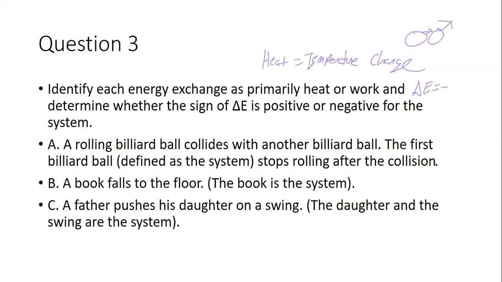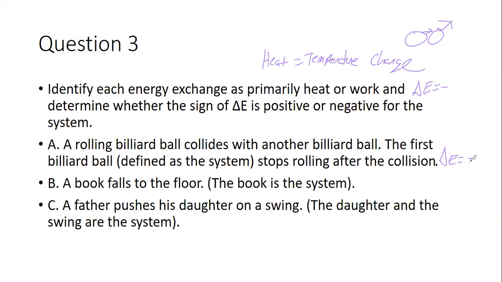Okay, a book falls to the floor, same thing, work. I'm not changing the temperature. If I'm the book, I'm not changing temperature as I move toward the floor. So that is work, and delta E is negative. I'm losing potential energy, which is technically being converted to kinetic energy via movement in gravity. When you hit the ground, you will release your energy as heat, but while I'm moving to the floor, that is all work.